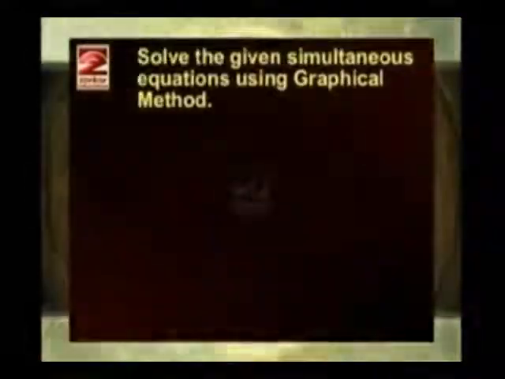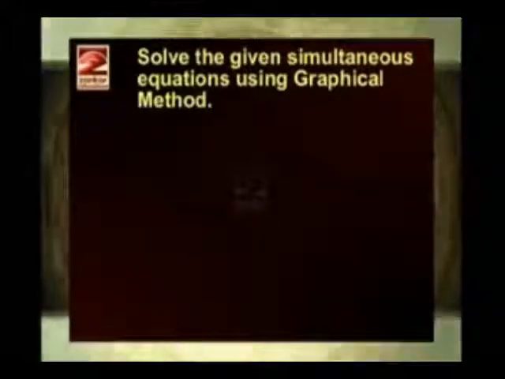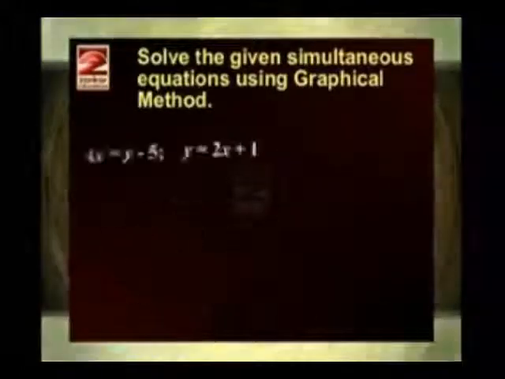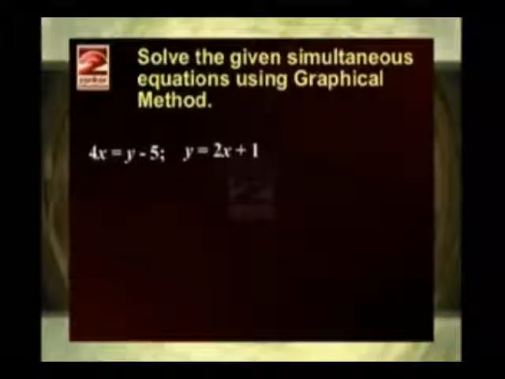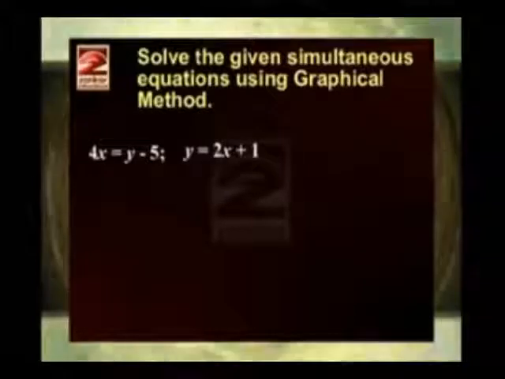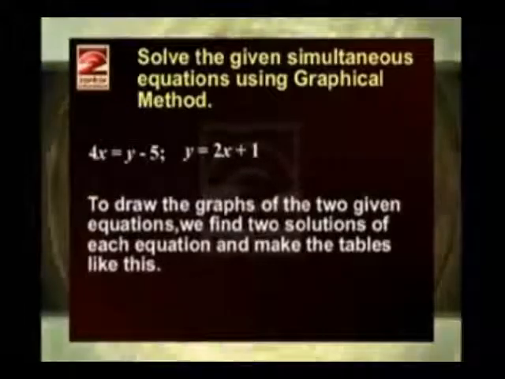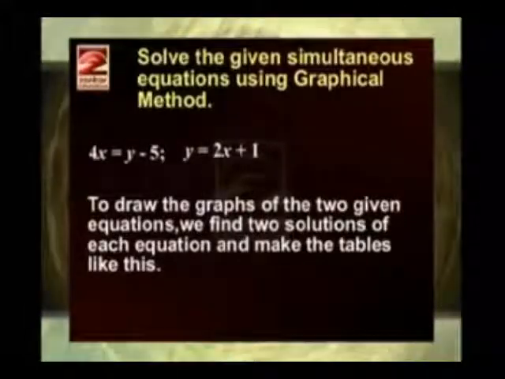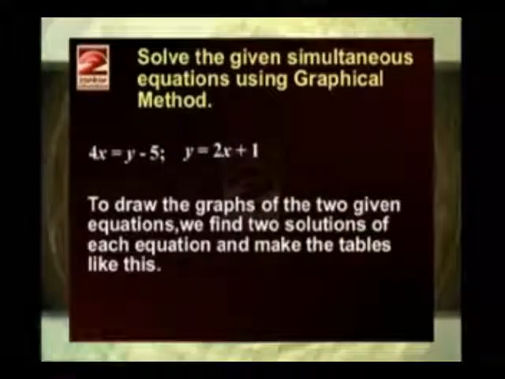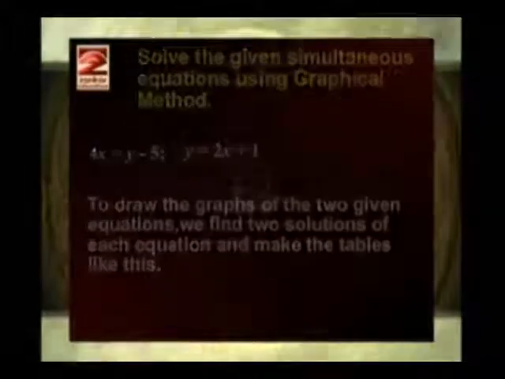So the question: solve the given simultaneous equation using graphical method. The equations are 4x is equal to y minus 5 and y is equal to 2x plus 1. To draw the graphs of the two given equations, we find two solutions of each equation and make the tables like this. So the first is 4x plus 5 is equal to y.